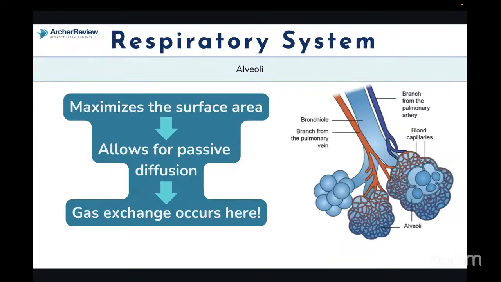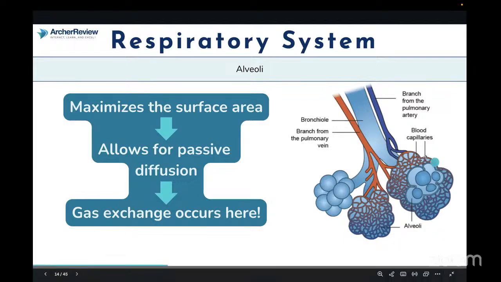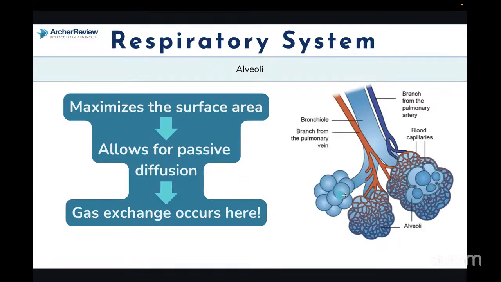Alveoli are structured like tiny little clusters of grapes. Why? It maximizes surface area, as opposed to this entire tissue being one unified mass. Instead, they're smaller clusters that have more exposure to the elements around it. Again, maximizing surface area. Our bodies are efficient and we want to be efficient with gas exchange.